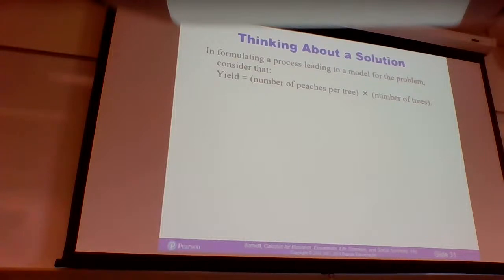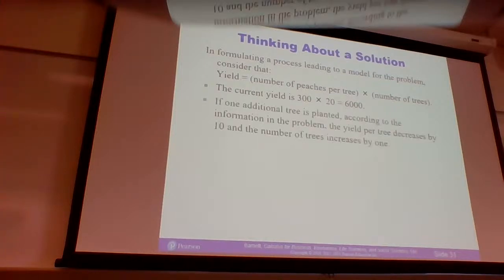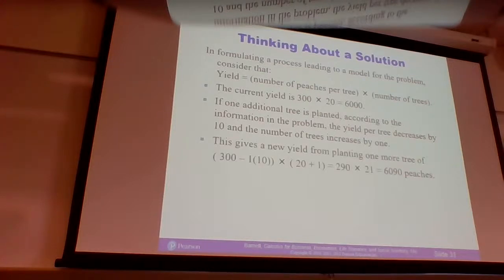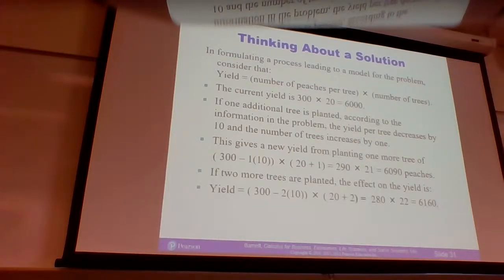So to find the yield, it's the number of peaches per tree times the number of trees. So that would be 300 times 20, which is 6,000. If one additional tree is planted, according to the information, the yield per tree decreases by 10, and the number of trees increases by 1. So if I plug in decreases by 10, increases by 1, it changes to 6,090 peaches. Again, don't stress too much about the detail when we get to the equation part. So if 2 more trees were planted, if we plugged in 2, then you get 6,160.